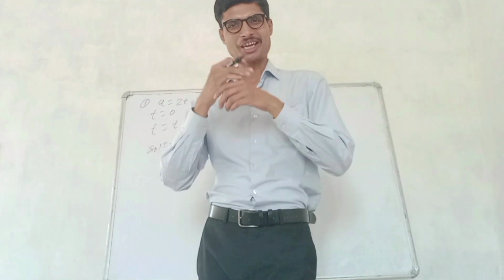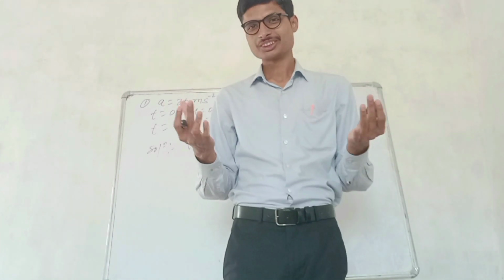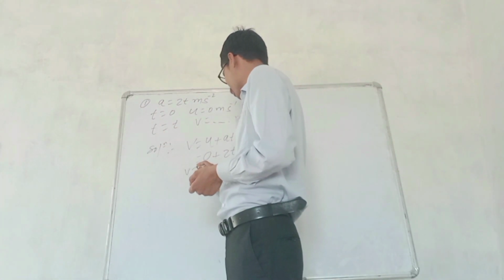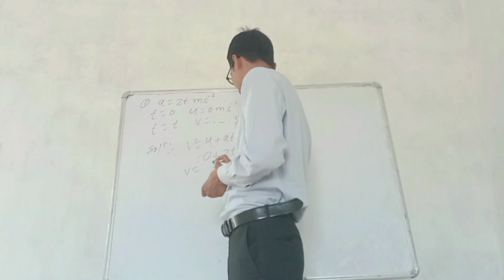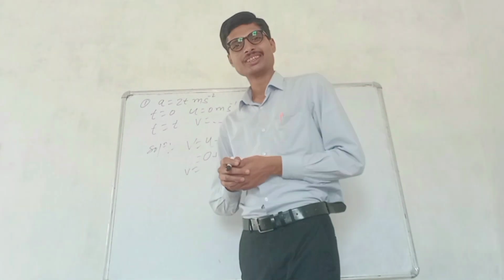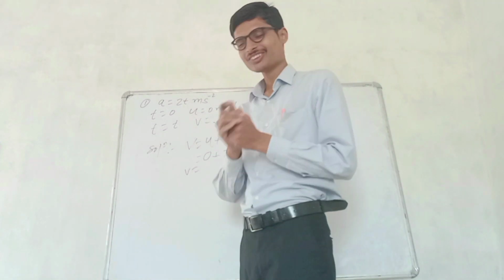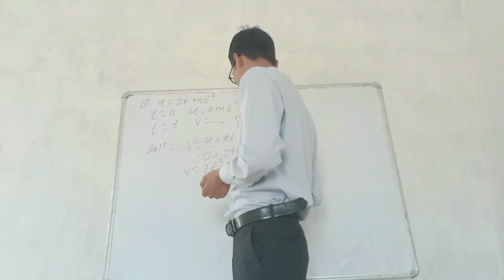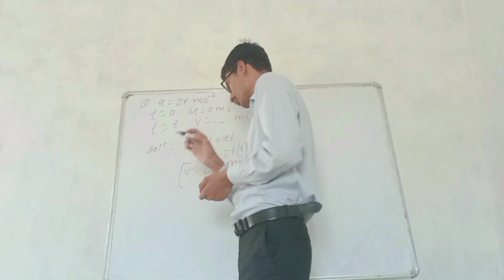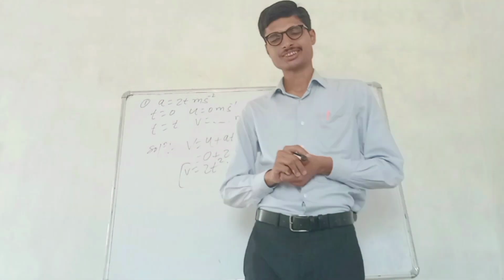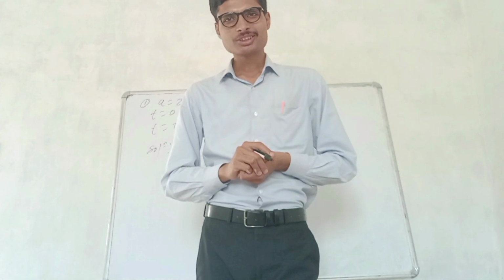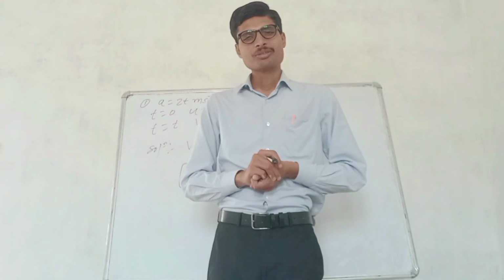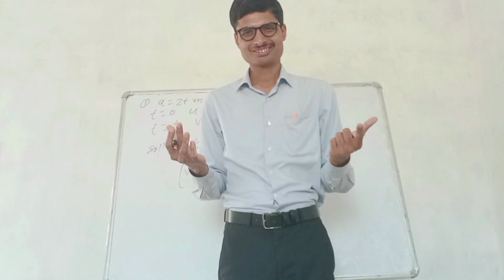We have to find the final velocity at time equal to t. So it will be 0 plus 2t multiplied by t, that is 2t square. Yes or no? So final velocity will be 2t square meter second inverse 2. Of course, final velocity will be 2t square meter per second. But that's wrong.